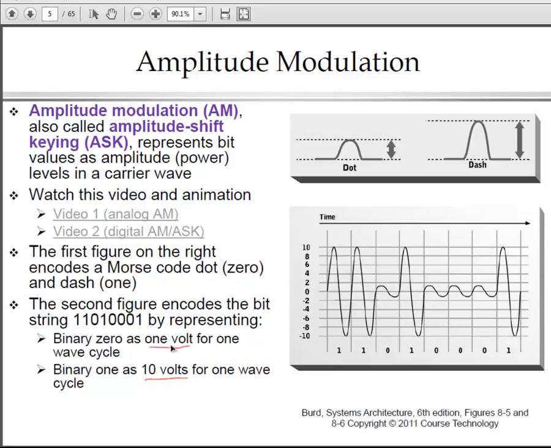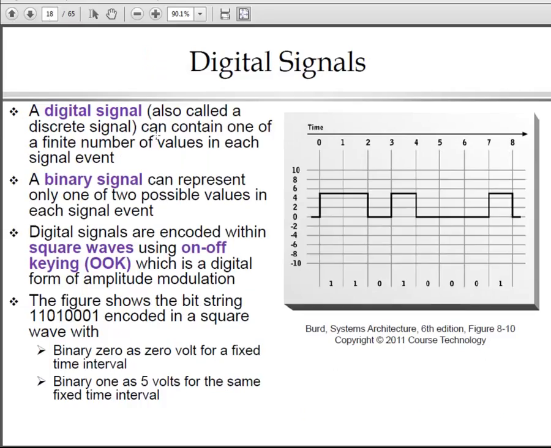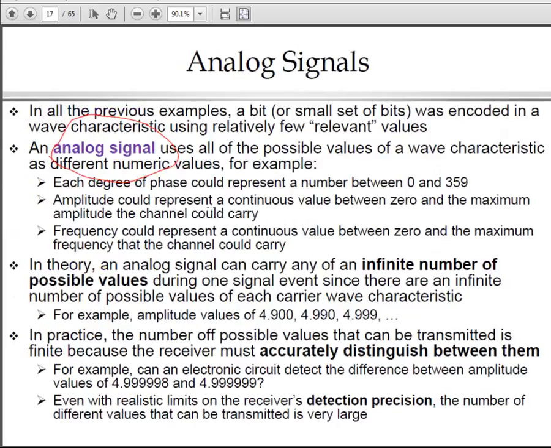It was simply, was it high or low? Okay, in this case, was it 10 or 1? Okay, in an analog signal, the absolute value of that parameter is, in fact, the data you want to transmit.